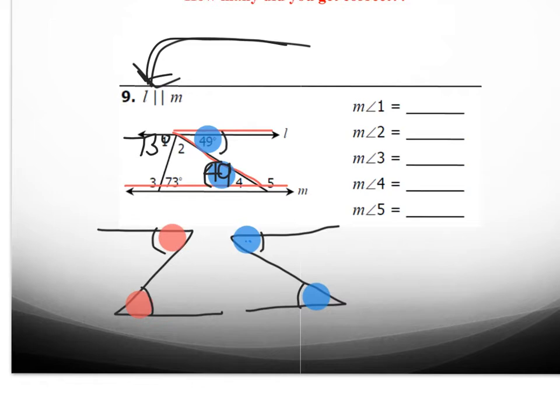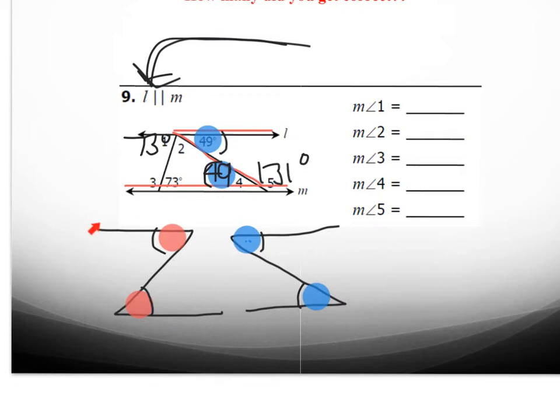So now that I have this information, I can go ahead and fill in my linear pairs. Go ahead and take a look right here. Angle 4 and angle 5 are linear pairs. So if I subtract 49 from 180, I get 131 degrees. So I'm going to go ahead and write here 131 degrees. So what else are we missing here?